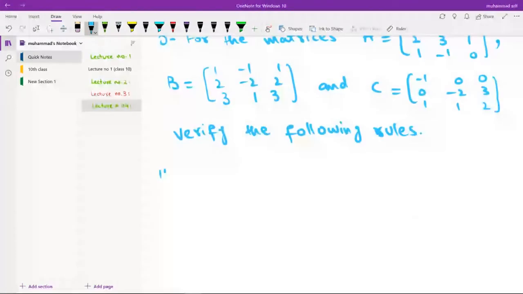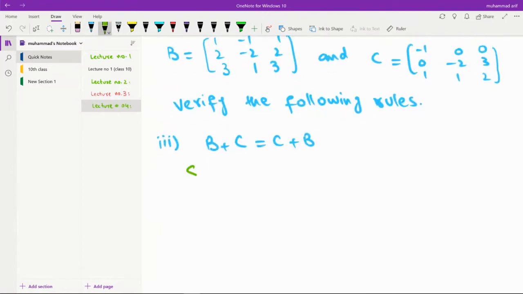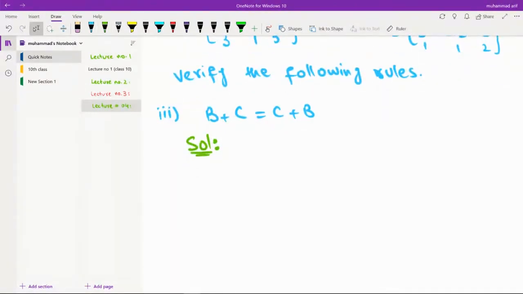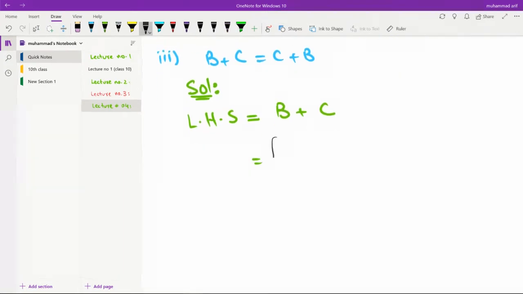The third part is B plus C is equal to C plus B. Here we are to verify that left hand side is equal to right hand side. First of all, we solve left hand side. Left hand side is equal to B plus C. Instead of B, we write matrix B, and instead of C, we write the matrix C.